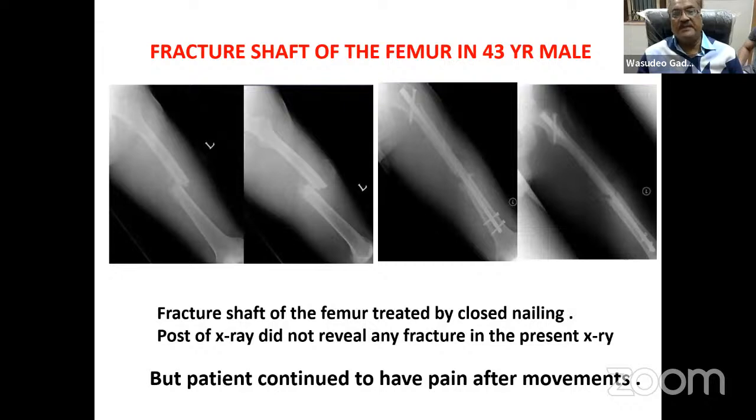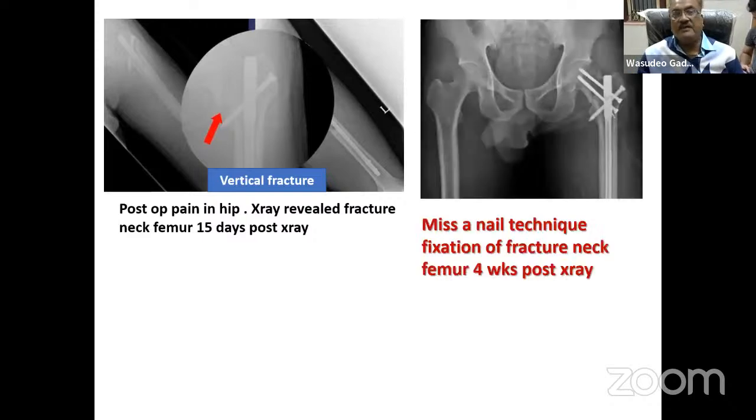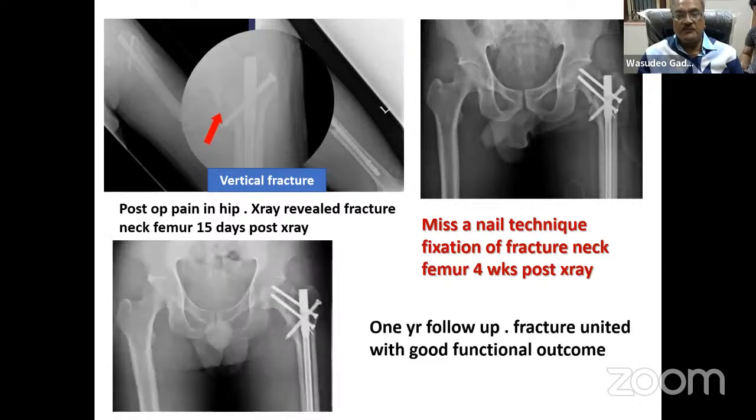Fracture shaft of the femur in a 43-year-old male, treated by closed nailing. The post-op X-ray did not reveal any fracture in the neck, but the patient continued to have pain on movement of the hip joint. The X-ray revealed a fracture neck of the femur 15 days post-op, a vertical fracture of the femoral neck, and it was stabilized by the Multiple screw technique 4 weeks post-op. At 1-year follow-up the fracture had united with a good functional outcome.